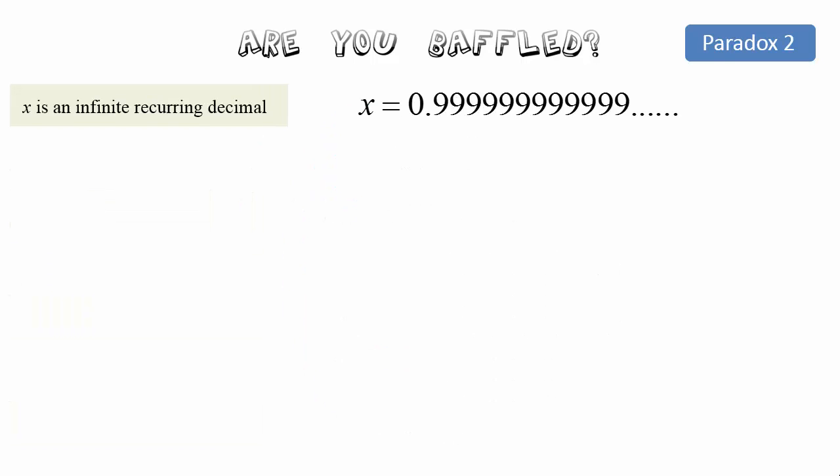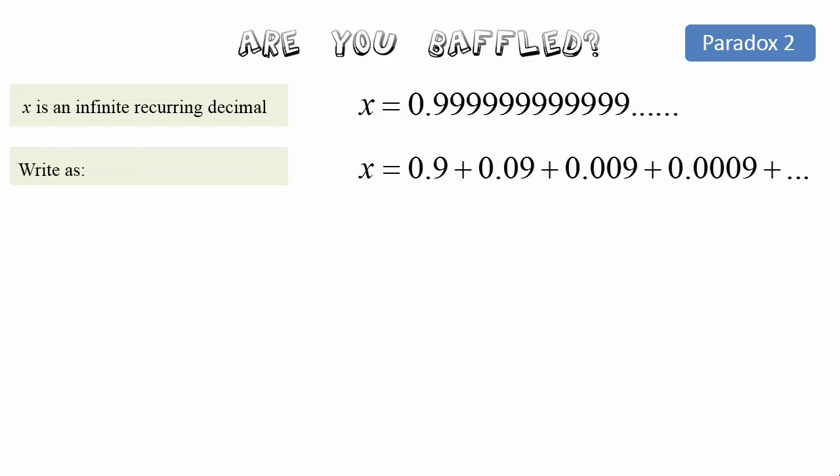Let's start by calling x the decimal number shown. It's an infinite recurring decimal. In other words, it goes on forever, and all the digits after the decimal point are 9. We can split up that decimal and write it as an infinite sequence, as you can see. In fact, it is a geometric sequence, and there is a formula that we can use to sum the terms of an infinite geometric sequence.